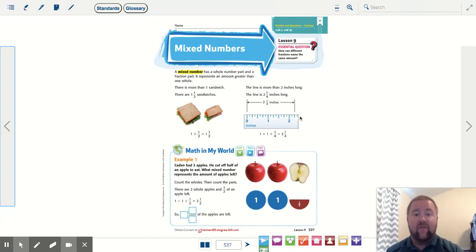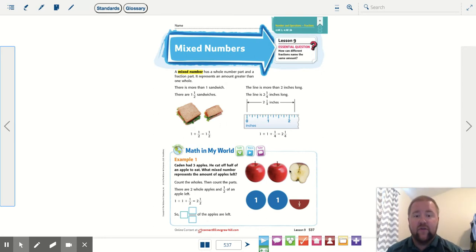Looking at this ruler here, we have 2 whole inches. That's where the 2 comes from. And then we have 1/4 of another inch. So 1/4 of another inch means we took a full inch, cut it into 4 equal pieces, and we have one of those parts.